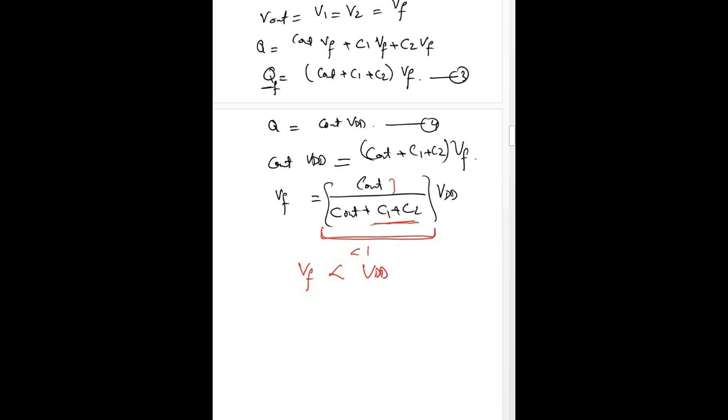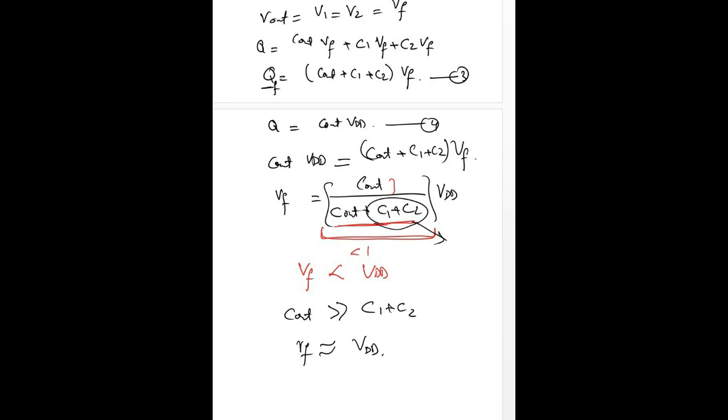So it reduces the overall output voltage. This charge sharing effect can be reduced by making C out greater than C1 plus C2. Then we may ignore this expression here, and Vf would be approximately equal to VDD. So we can approximate the final value to VDD, but that may not be an easy task.